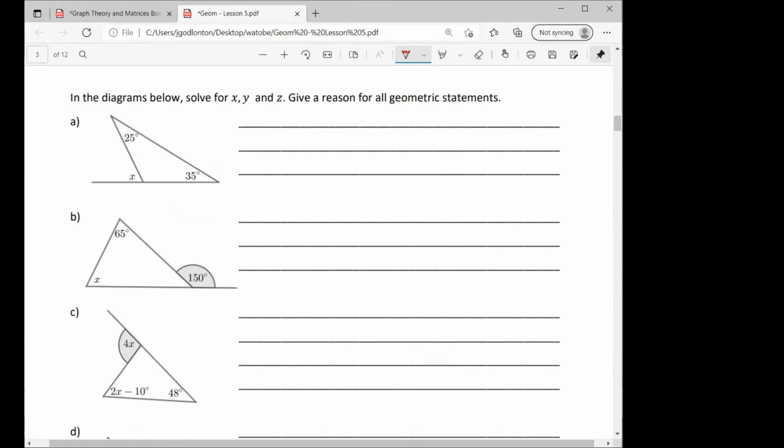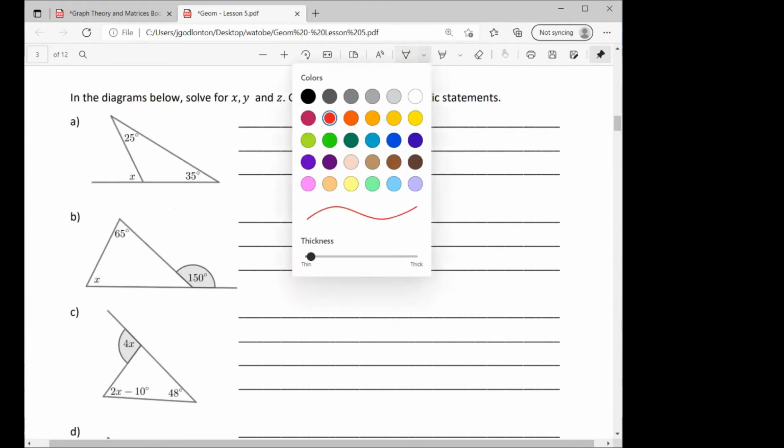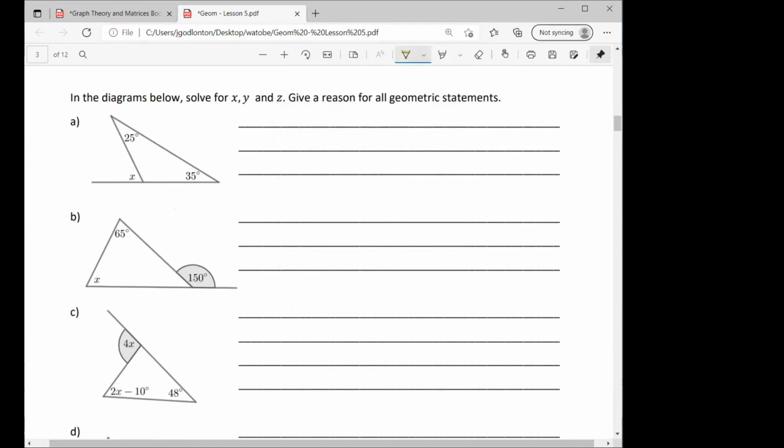Okay. Beautiful answers coming in. Let's have a look. Nice. So again, we've got a triangle. Our exterior angle, so our outside angle, is equal to the sum of the two opposite interior angles. So x is equal to 25 plus 35, exterior angle of a triangle. And so x is equal to 60 degrees. That's our first answer. Beautiful.